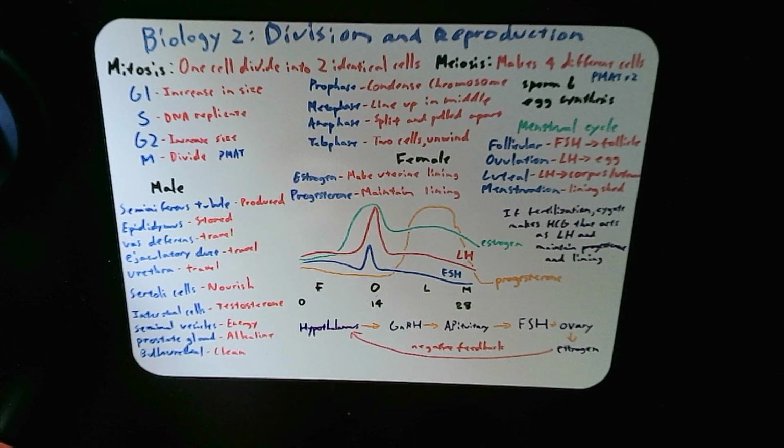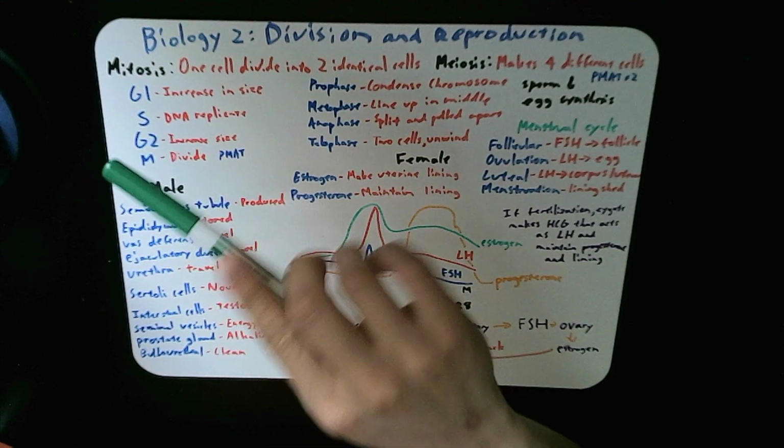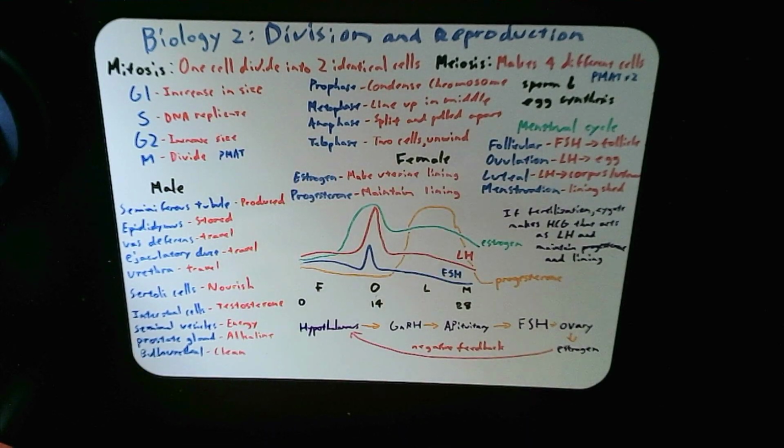We have Biology Chapter 2, Division and Reproduction. We have mitosis and meiosis, a cool, quick review. Mitosis, one cell divided into two identical cells. All of the genetic content will be exactly the same, except for when things go awry.